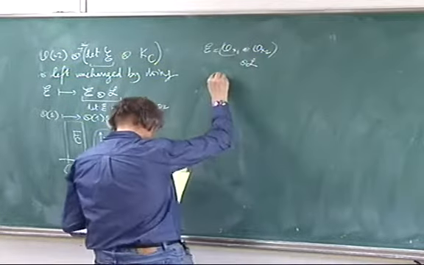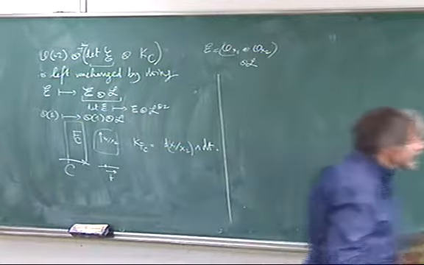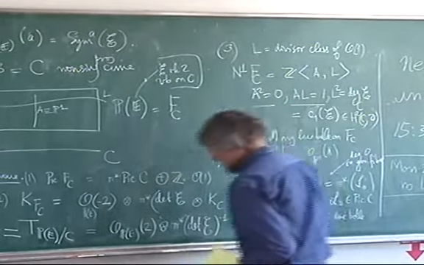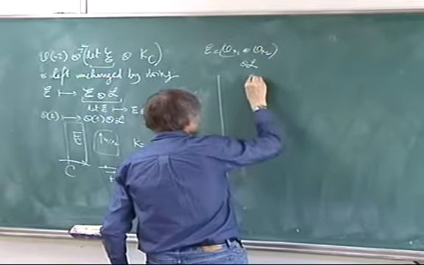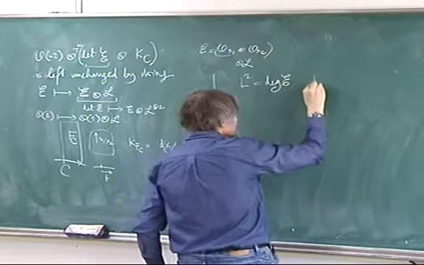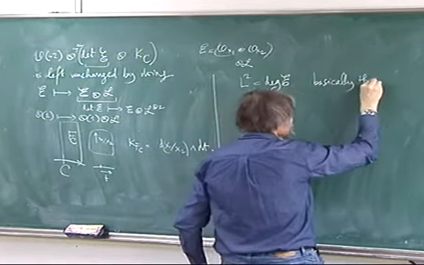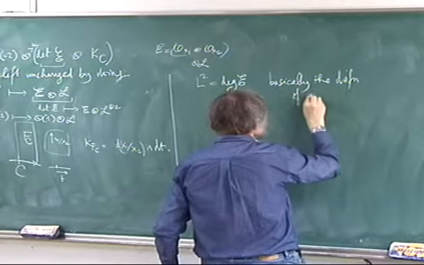Okay. So what else do I want to say? How do I calculate these intersection numbers? Well, these are completely trivial. So this L squared equals degree of E is basically the definition of degree.